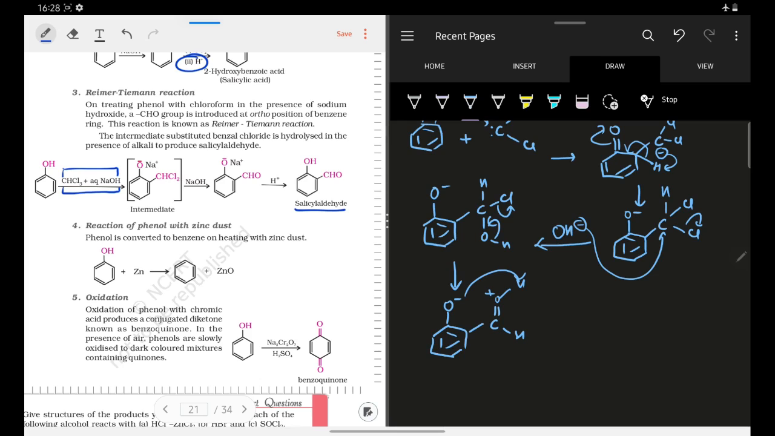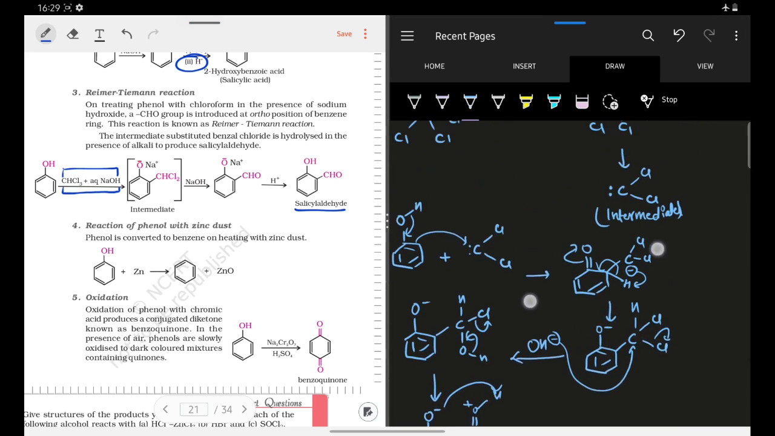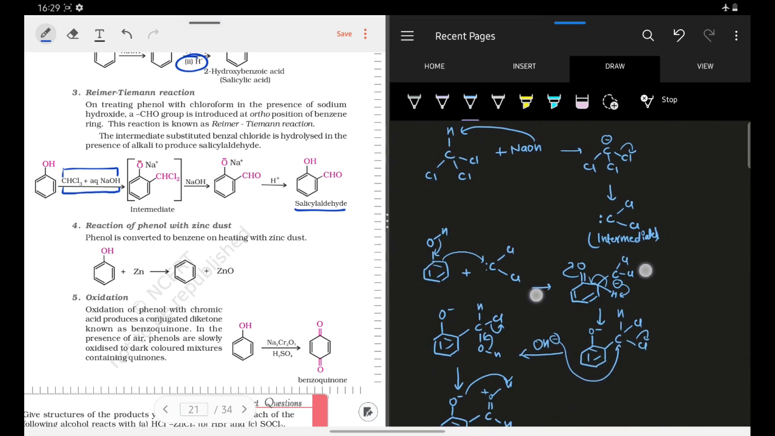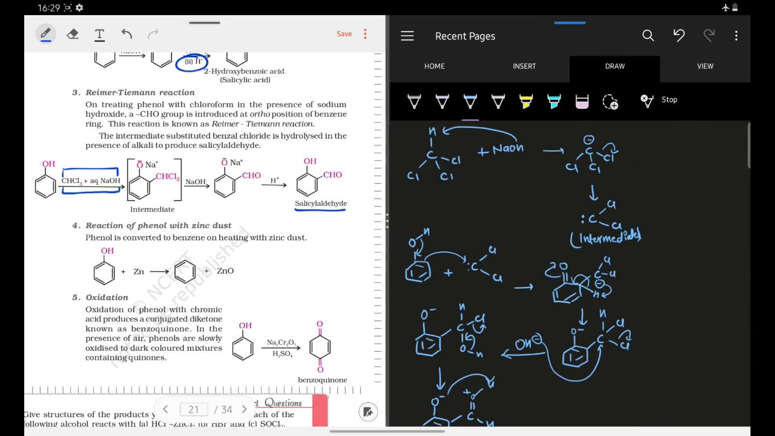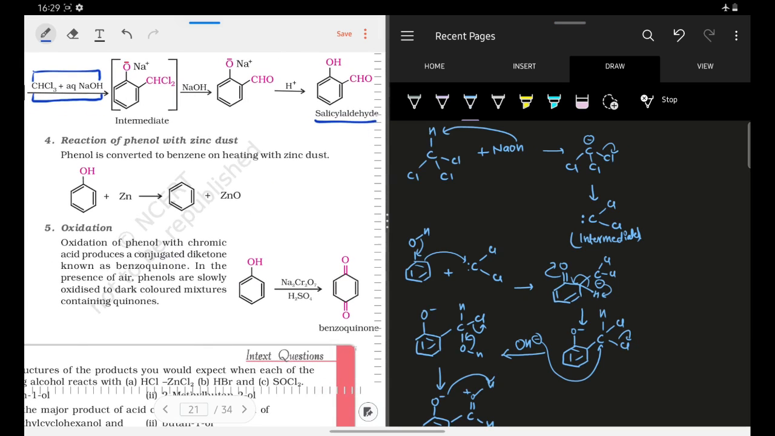Now you must remember that in case of the Kolbe reaction, you are obtaining salicylic acid, and in case of the Reimer-Tiemann reaction, you are obtaining salicylaldehyde. So this is very important. Here what we have done is that we first made a carbene intermediate. We made a dichlorocarbene intermediate, and the benzene ring or the phenol ring actually attacked through its ortho position on the dichlorocarbene. Now let us move on to this reaction.